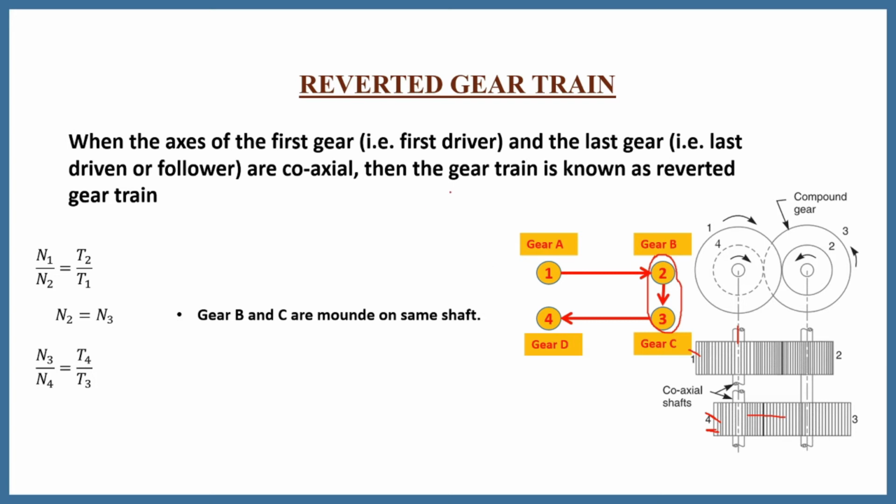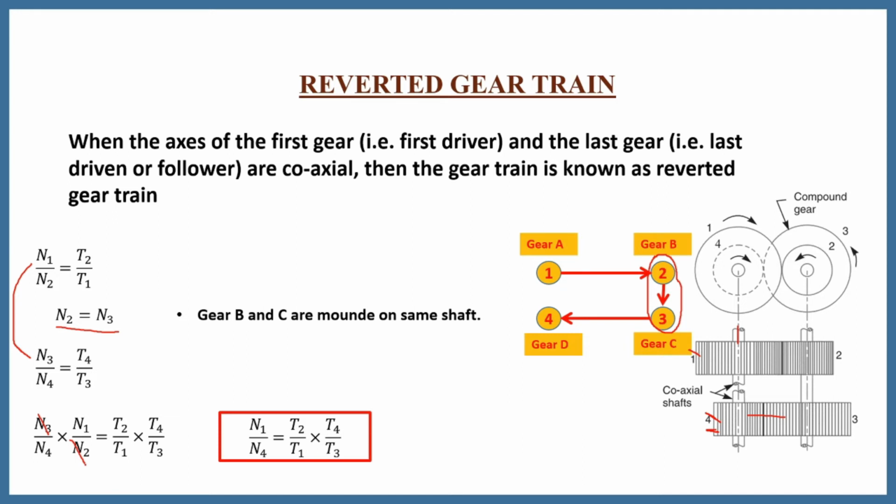If we take the product of these two equations, that is, the product of the left hand side and the right hand side, you will find that n3 upon n4 into n1 upon n2 is equal to t2 upon t1 into t3 upon t4, but n3 is equal to n2. That means n3 and n2 get cancelled. So again n1 upon n4 is equal to t2 upon t1 into t4 upon t3, which is the same as that of the compound gear train. Again, in this case also, the intermediate gears influence the velocity ratio.